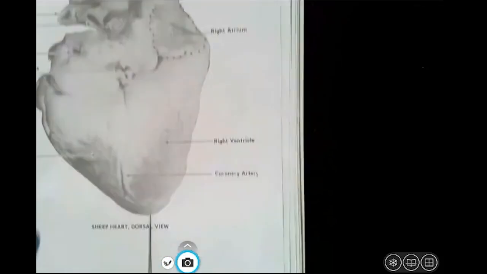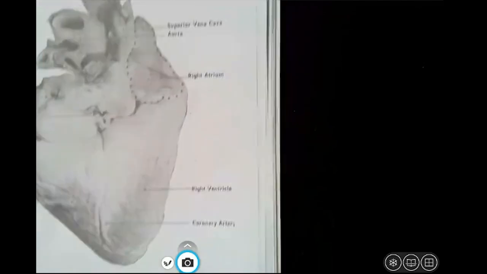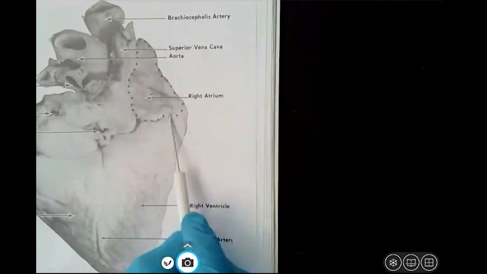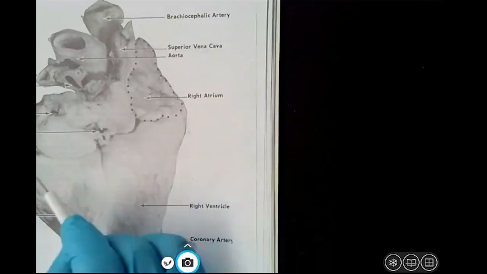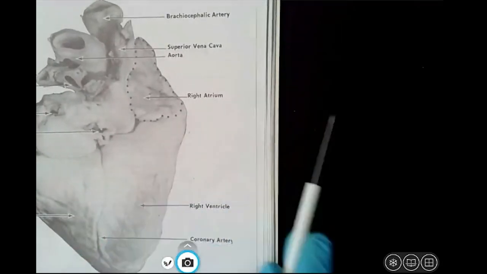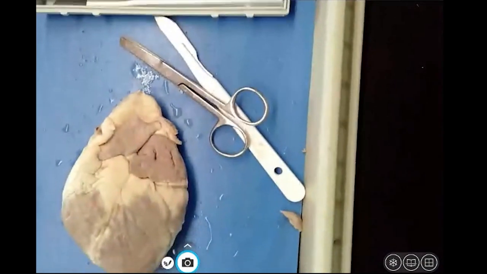Apex is the point of the heart. There's these flaps called auricles. And there's 2 of them, on both sides. So now I am going to show you some of these structures on the heart itself.